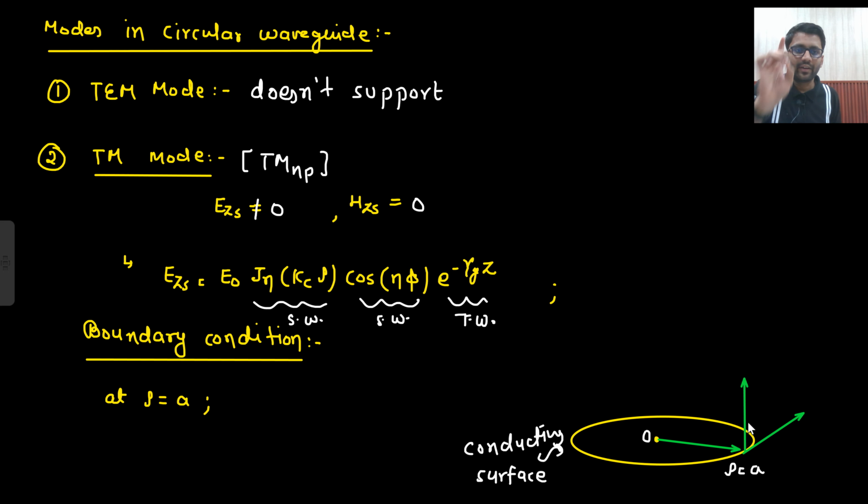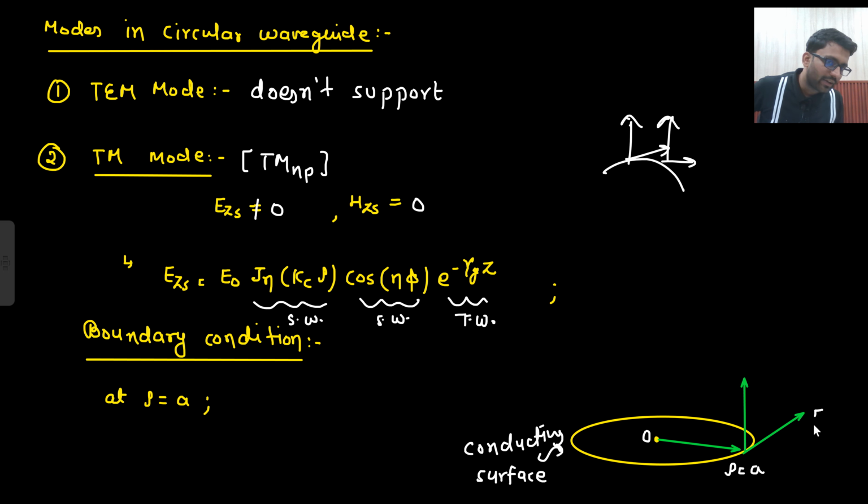What does our boundary condition say? Our boundary condition says that at the conducting surface, the tangential component of the electric field will be 0, because I told you that at the conducting surface the electric field will always be perpendicular. So these tangential components will be 0. Here, what are the tangential components? This is my rho. What will be this component? E phi. And what will be this component? Ez. Say yes or no.